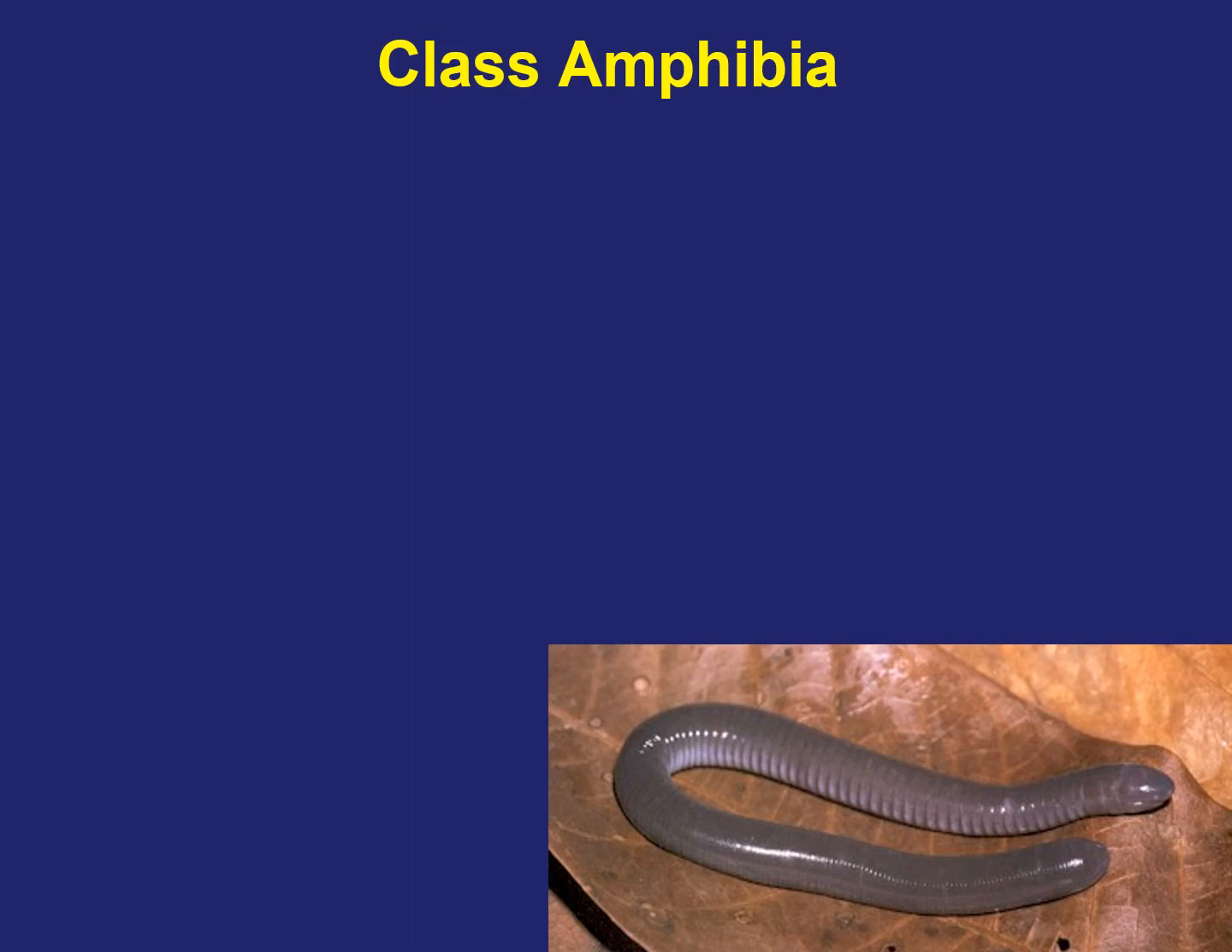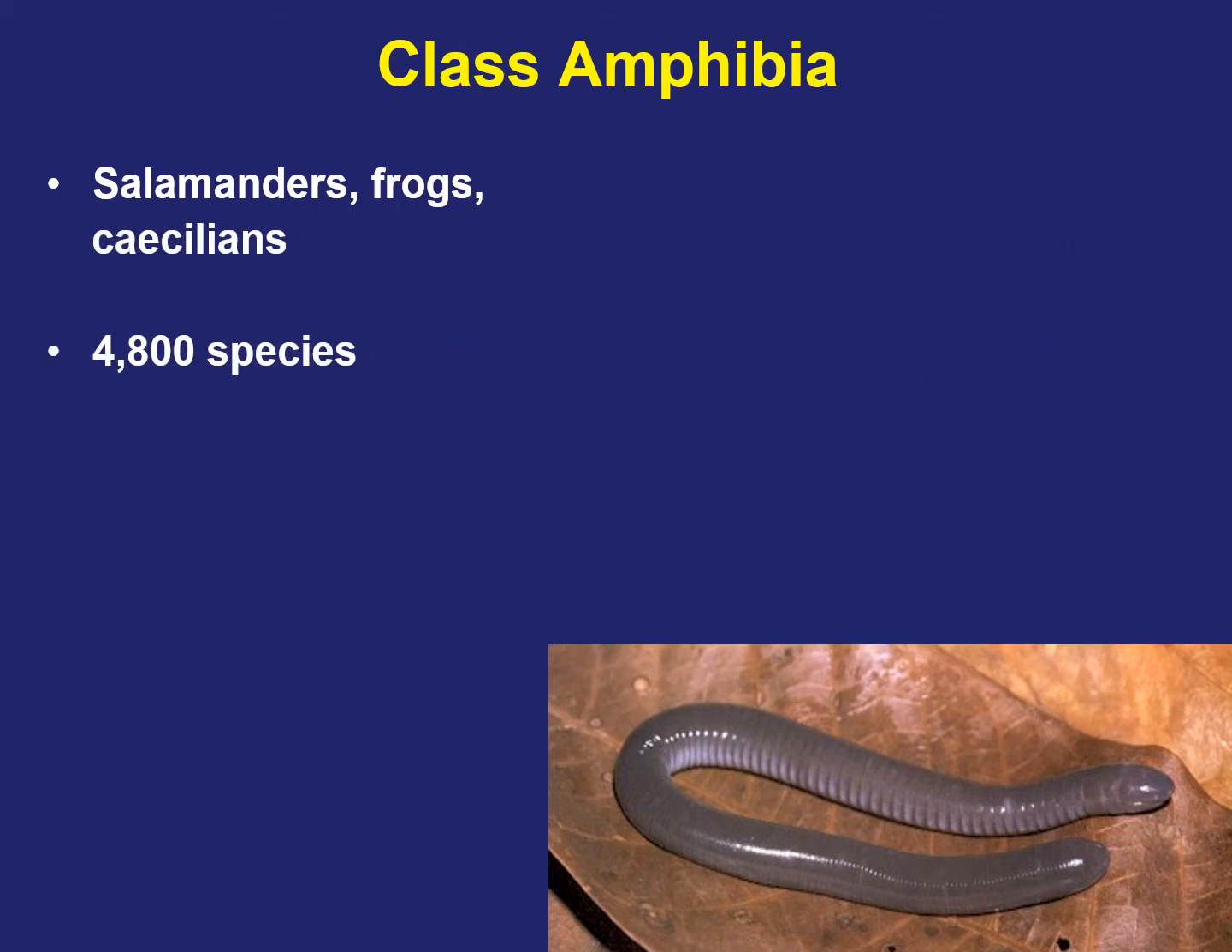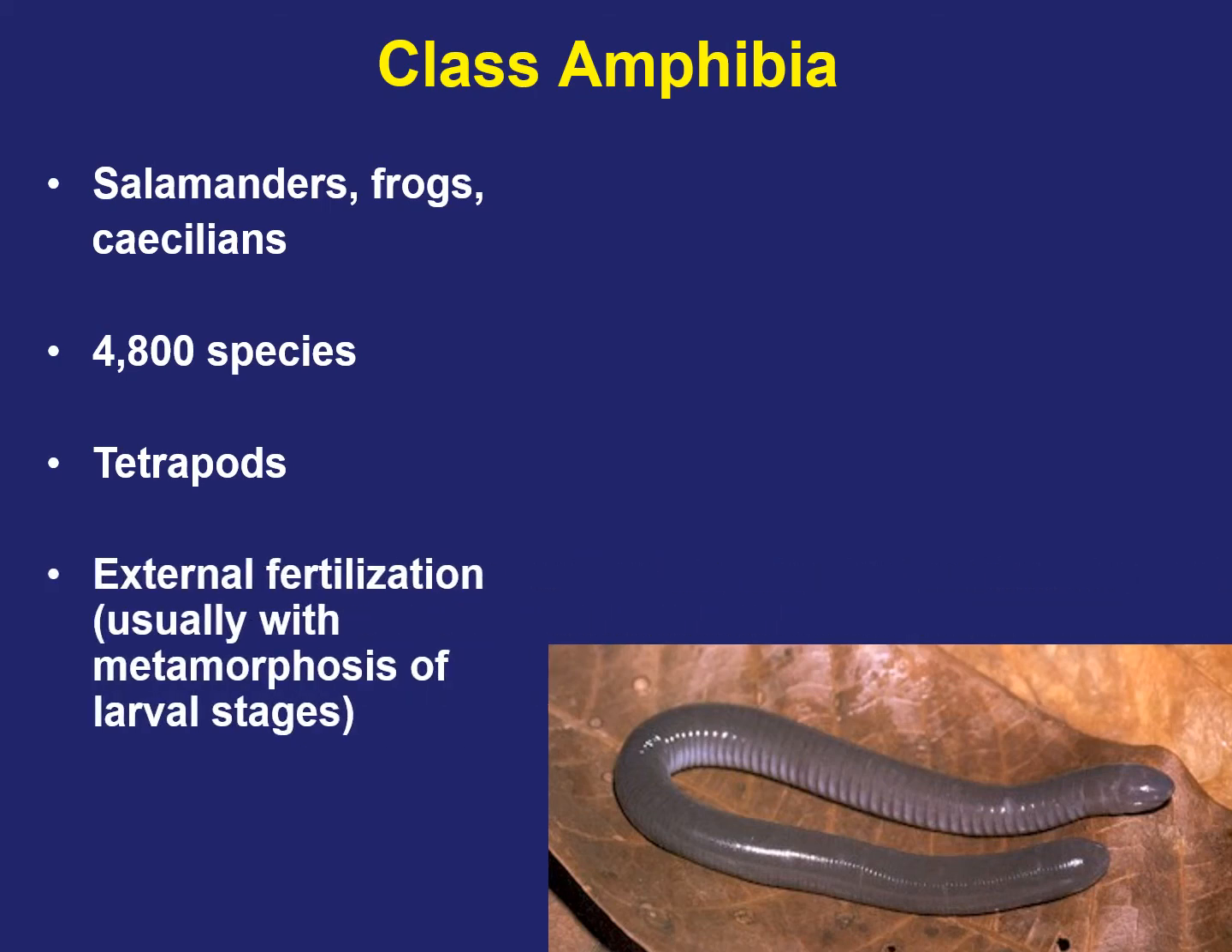It looks like a worm, but it is a vertebrate. It has a vertebral column. It has vertebrae. It has tiny little eyes. It lives in the soil, this particular species. It's lost its limbs, but it is derived from the first tetrapods. So we have salamanders, we have frogs, we have caecilians, they're kind of the odd ones out. We have about 5,000 species or so, and again, they are the first tetrapods.